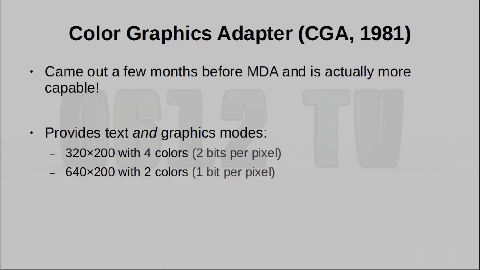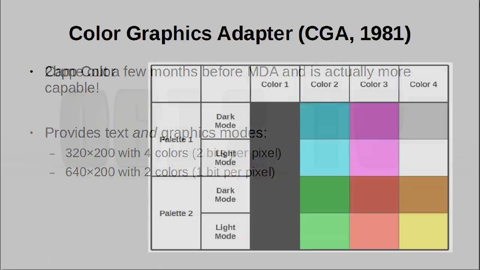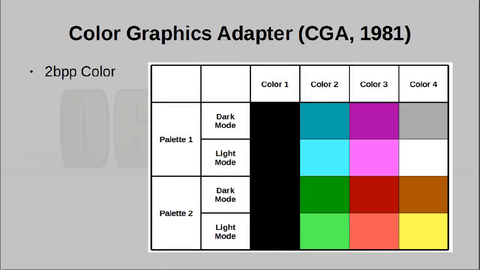This graphics adapter provides several different resolutions and color depths, and includes graphics modes. In other words, it is actually pixel addressable. The more interesting of the modes is probably the 320 by 200 mode, which actually gives you 2 bits per pixel. What that means is every pixel can be one of 4 colors. If you played games from that era, you might recognize this particular palette: cyan, magenta, black, and white. Quite a few games have been written using just these 4 colors.